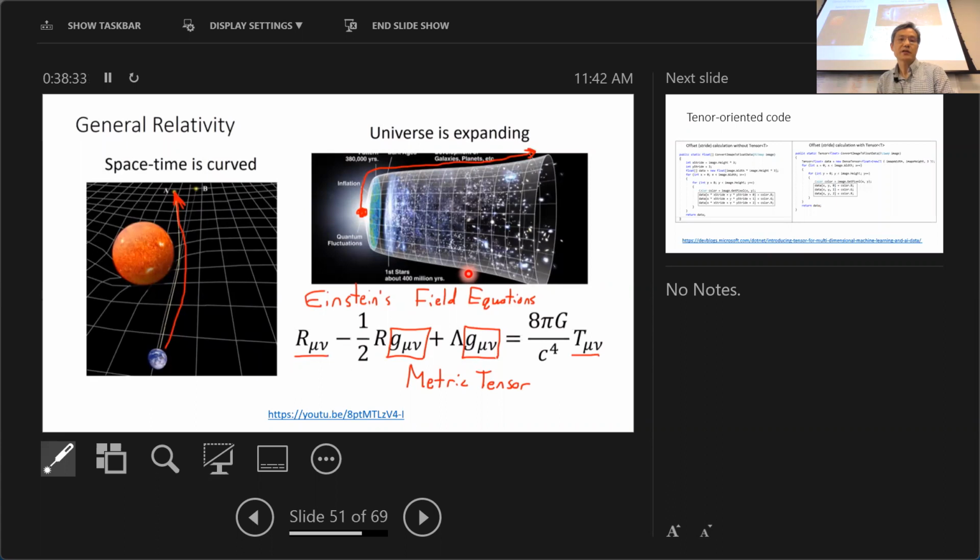Tensors as variables have actually been widely used in physics. For example, all those parameters in those equations are actually tensors, containing the position and also the time. Okay.